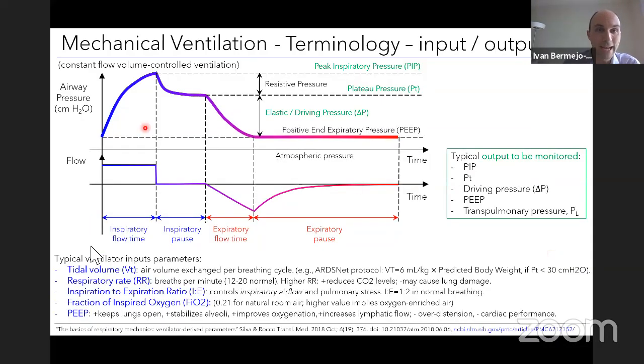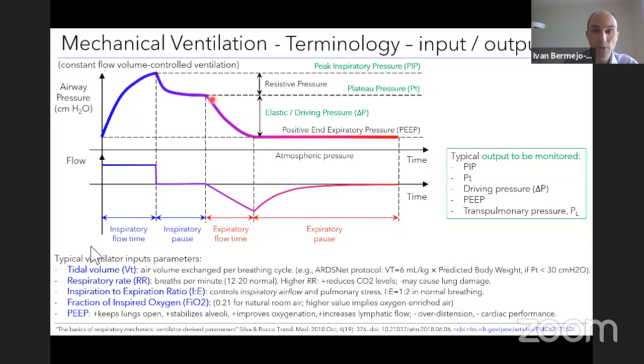In terms of the mechanics of ventilation, this is a typical cycle. On the top, you have the air pressure given in centimeters of water. In the bottom plot, you have the flow. So this is for a particular type of constant flow volume ventilation. Initially in the inspiratory cycle, you have a constant flow volume given, and then that's going to stop. At that point, we reach the peak inspiratory pressure. This one has to be controlled so that it does not exceed some values. Then there is going to be the inspiratory pause. The pressure decreases to the plateau pressure value, which is also an important factor to consider and monitor.